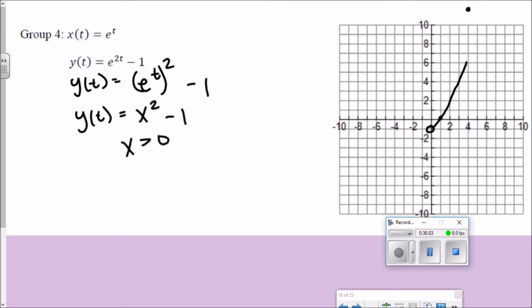Now, that's most of the graph. What are we missing? We're missing our direction, right? So in order to find that, you're probably going to have to do the chart. So you know what? Let's go ahead and do the chart real quick.